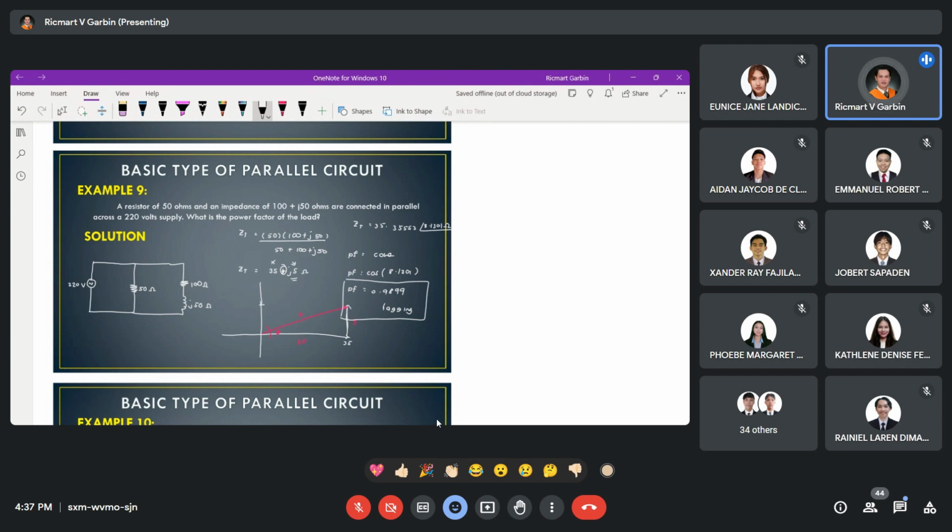So, yun lang po ang ating magiging basis. O kaya naman, in terms of angle naman, kapag angle ang pinagbasehan nyo, yung angle ng impedance ay inverse naman yun nung angle ng current. Kasi di ba, ang current is equal to E over Z. So, ibig sabihin, na-inverse yung sa current. Kabaligtaran ng angle ng current yung sa impedance. Okay? Maliwanag po ba yun?